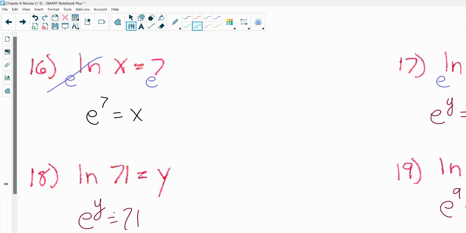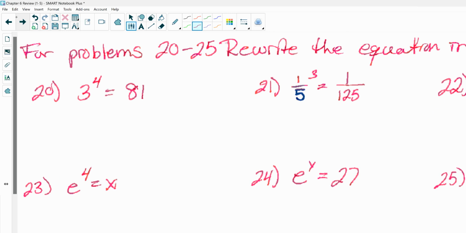Eight of the questions on the test will be this, going from logarithmic to exponential. If I remember right, eight of the questions are going from exponential to logarithmic. You have eight going from logarithmic to exponential, you have eight going back. So if we look at the first one, 3 to the 4th equals 81, we have log base 3 of 81 is equal to 4.